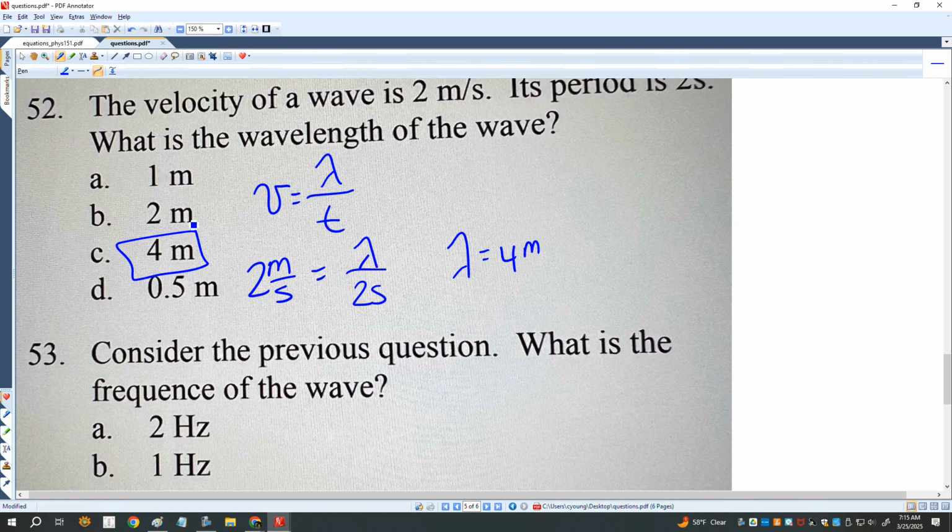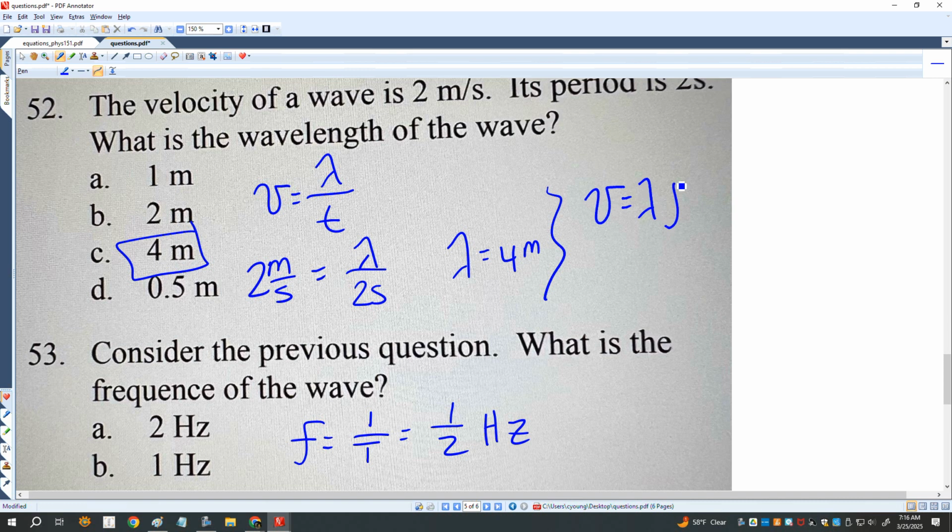Another way to do this is to find the frequency, which we have to do for this question, by the way, same series of questions. The frequency is 1 over the period, and so that's 1 over 2, or a half a hertz. And then I can say that the velocity is equal to the wavelength times the frequency. That is 2 meters per second is equal to the wavelength times a half a hertz. And so the wavelength is equal to 4 meters.